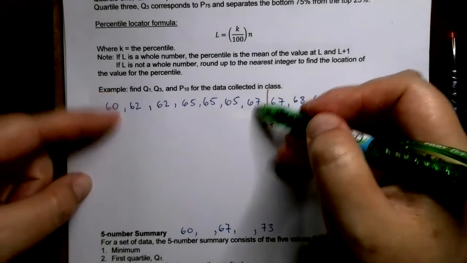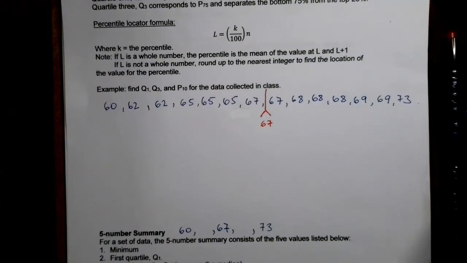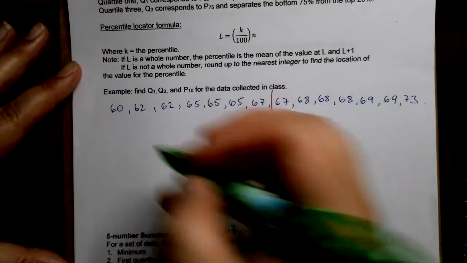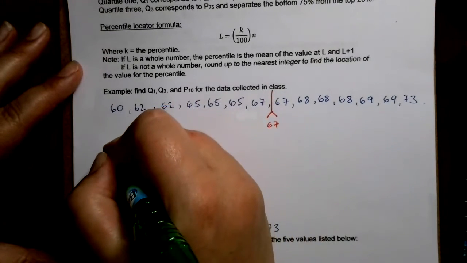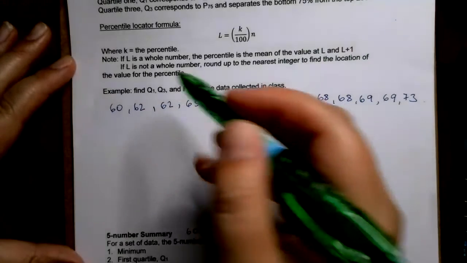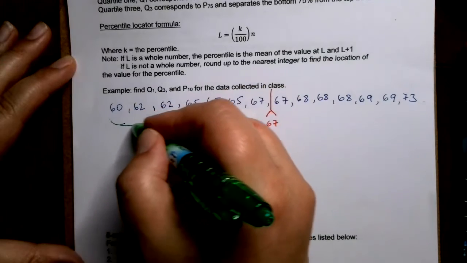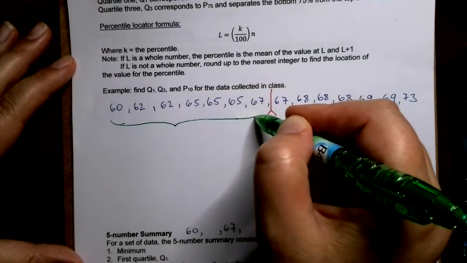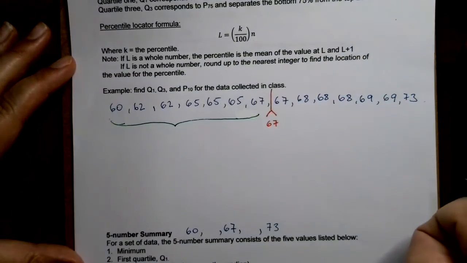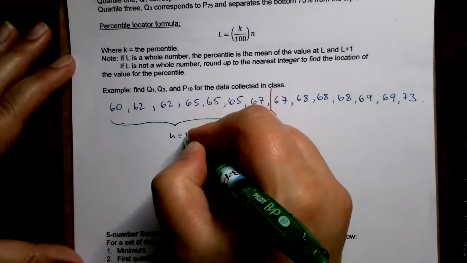You could do the crossing out of values from both ends if you like. If you don't have a large data set, that's fine, but if you have a large one, then we're going to use the formula, and the formula is n plus 1 divided by 2, remember. This time we look at this half of the data set, and we have 1, 2, 3, 4, 5, 6, 7 values in there. So n is 7.